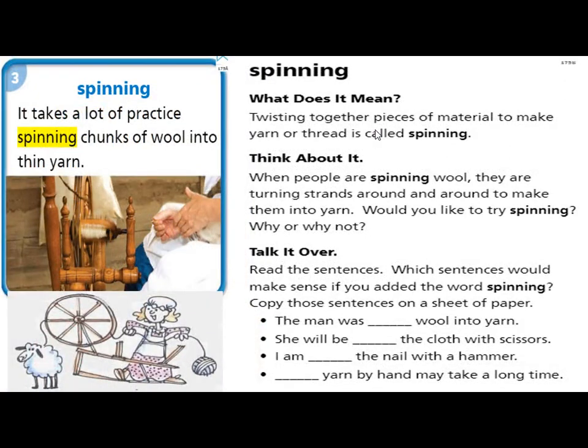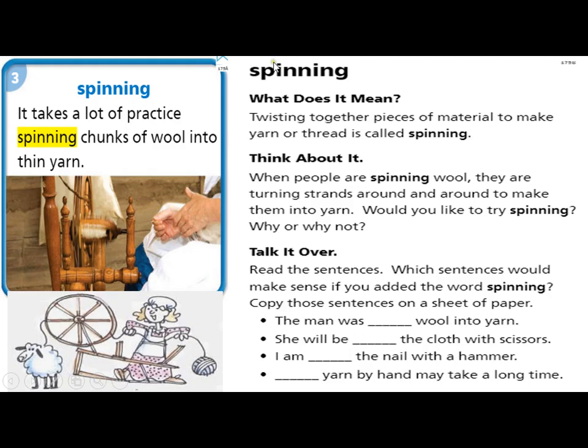Number 3, spinning. So before we said by spinning we make these balls of yarn. It takes a lot of practice spinning chunks of wool into this yarn. As you can see, this lady here is spinning the wool of this sheep using this machine that is spinning super fast, and it makes it into this yarn.